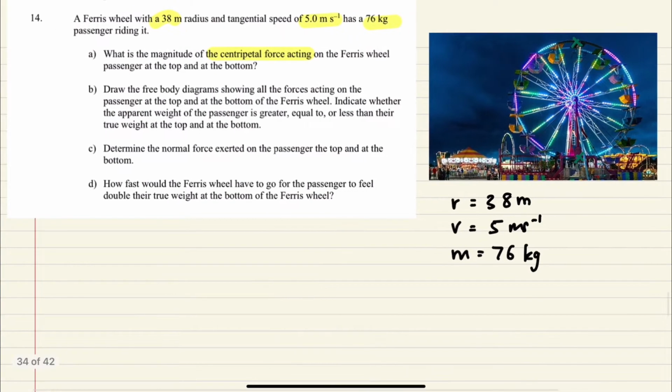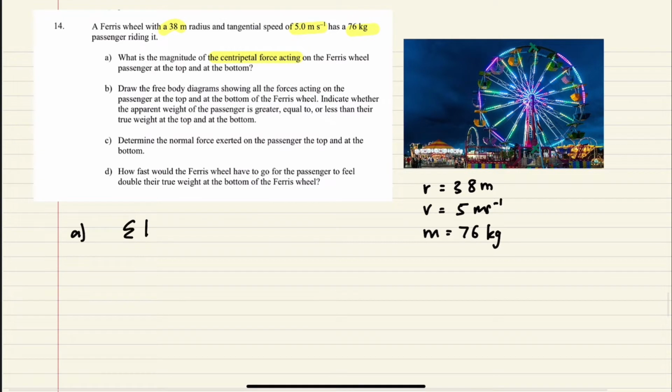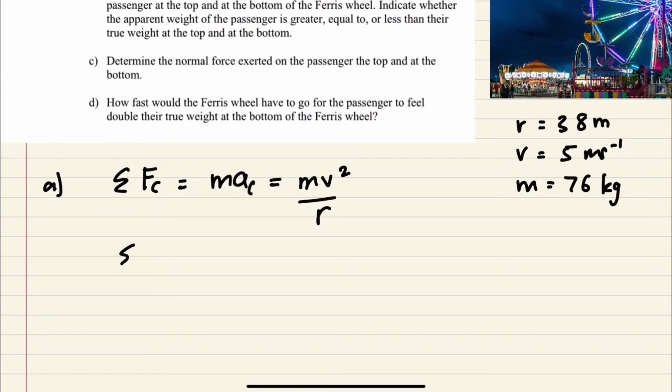Okay, so if you want to write down the equation straight away, summation of FC equals MAC, which equals MV squared over R. Since V is given, R and M are given as well, so you can straight away use this formula. So you can see that it does not depend on the position of top or bottom. For the FC, it will be the same.